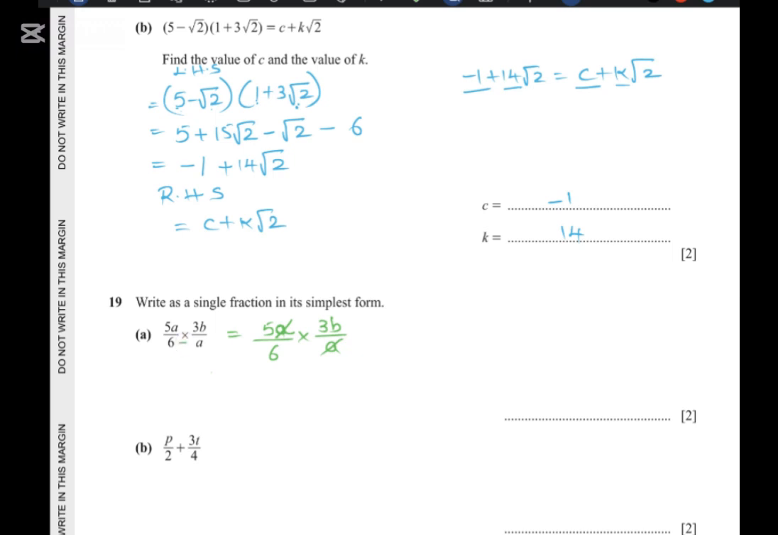Then you can cancel 3 with 6: 3 times 1 and 3 times 2. Now how much are we left with? 5b in the numerator, 5 into b will be 5b. In the denominator, 2 into 1 is 2. So it is 5b by 2.